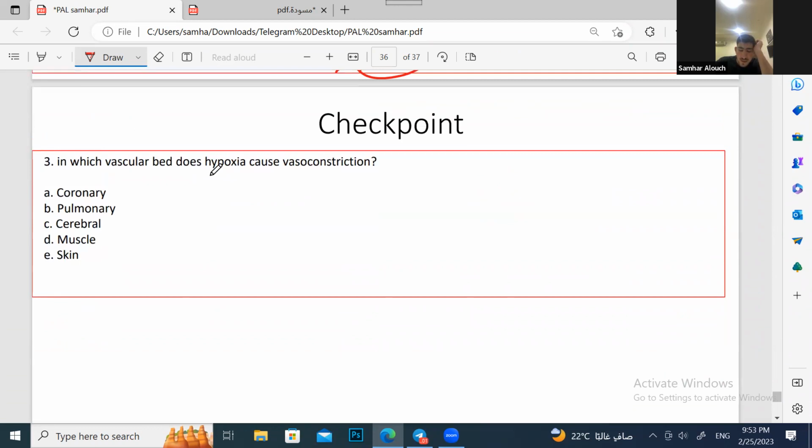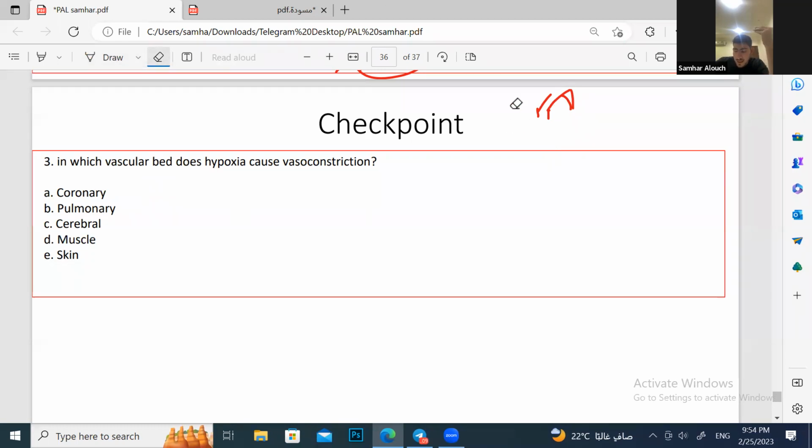In which vascular bed does hypoxia cause vasoconstriction? Coronary, pulmonary, cerebral, muscle, skin. What do you think, guys? Yes, B. It is pulmonary.